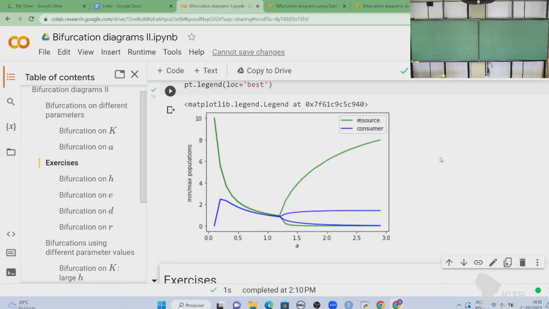Looks like this, okay? So for a small a, I have extinction of the consumer, then I have a stable fixed point, and then I have cycles. You see? So actually our first attempt, varying K, doing a bifurcation diagram on K, was not so special after all, right?